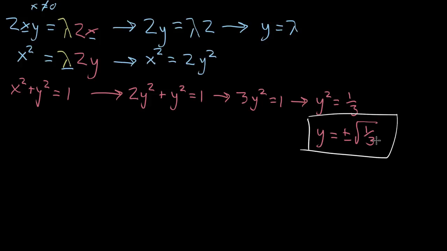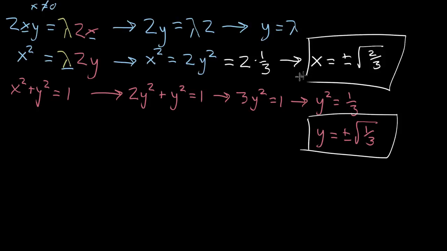We have found what y must be. Now, if y squared is equal to 1/3, then when we look up here and we say, 2 times y squared, that's going to be the same thing as 2 times 1/3. So if x squared is equal to 2/3, what that implies is that x is equal to plus or minus the square root of 2/3. And then there we go. That's another one of the solutions.